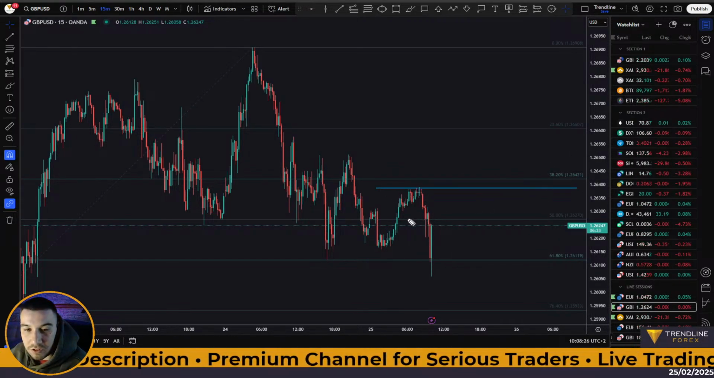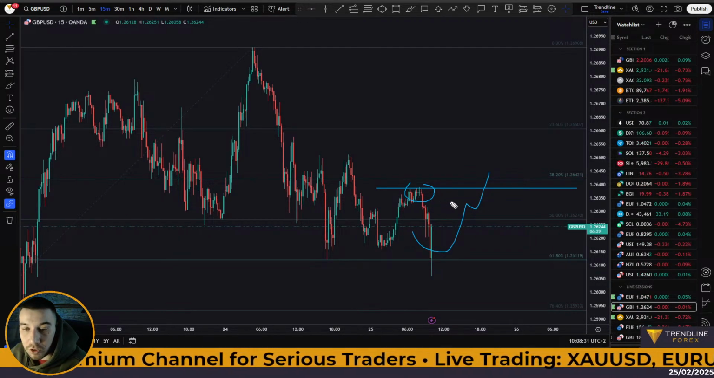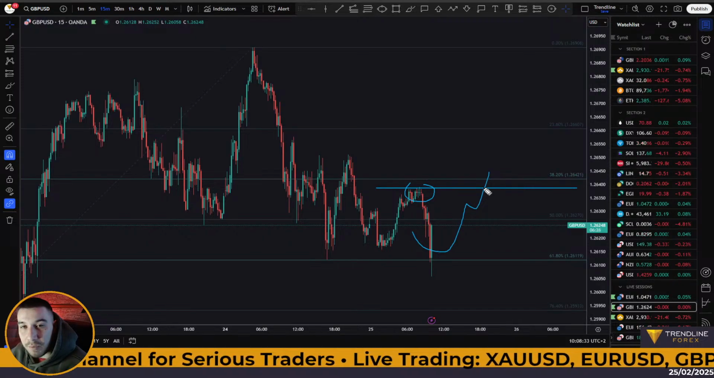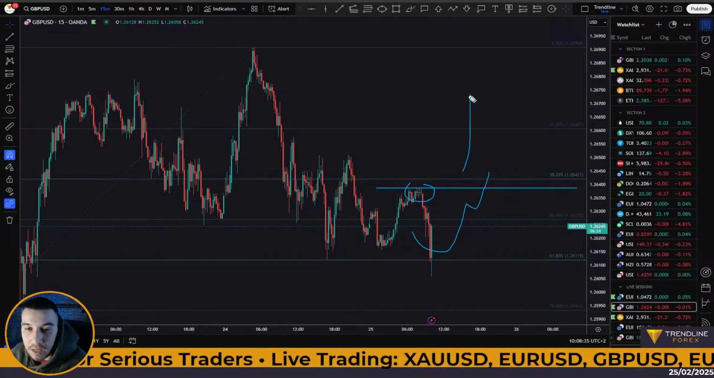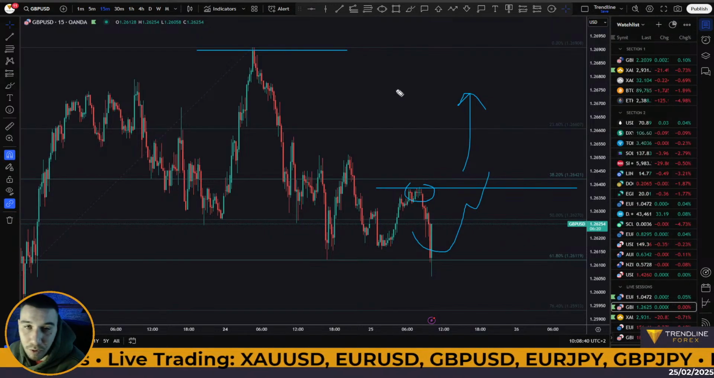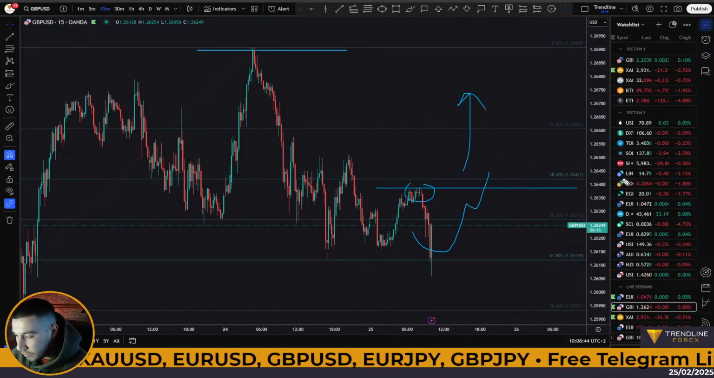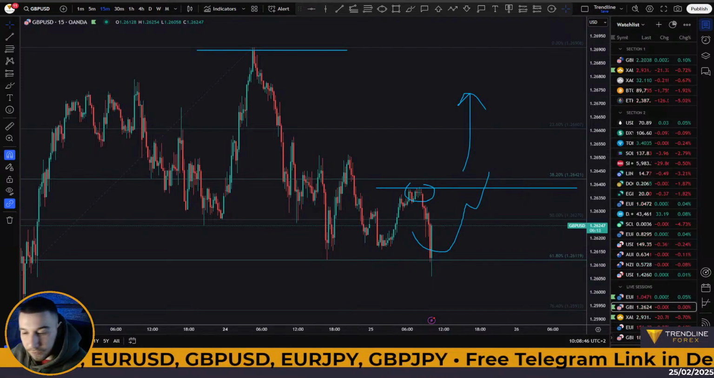It means that we need to see price coming up here, taking out the high right around 1.2640. Once that happens, this is going to be a confirmation that we're most likely going to continue higher. First targets will be the previous high around 1.2690 and eventually higher. Okay, so this is what I'm looking for here on pound dollar.